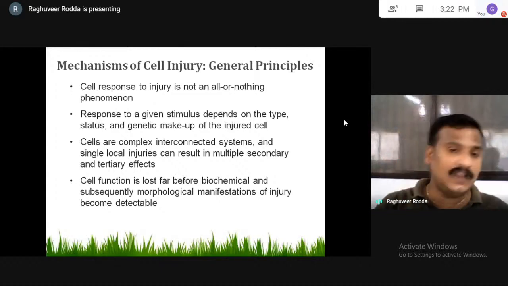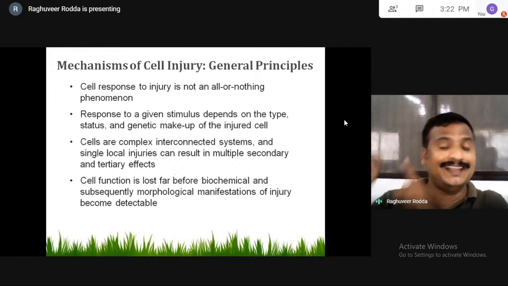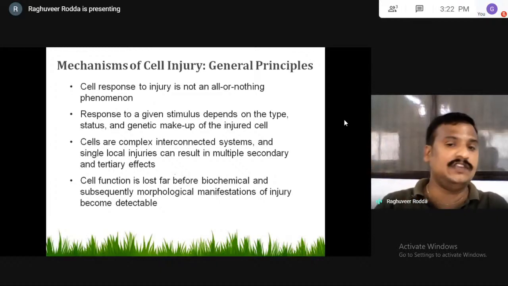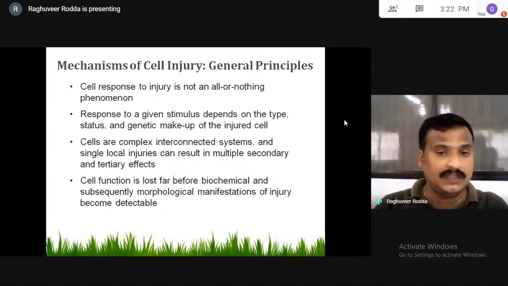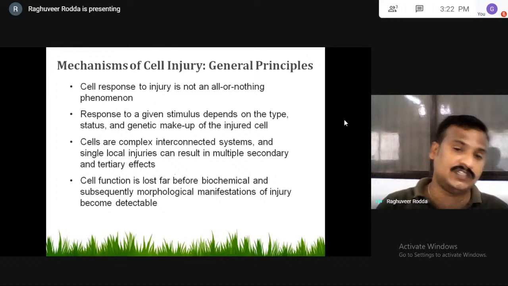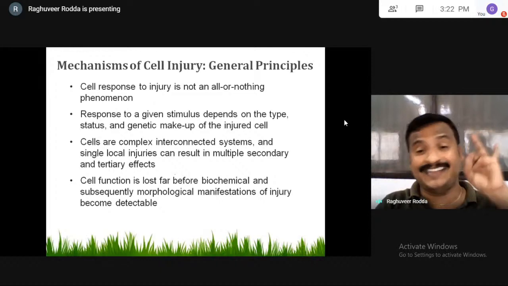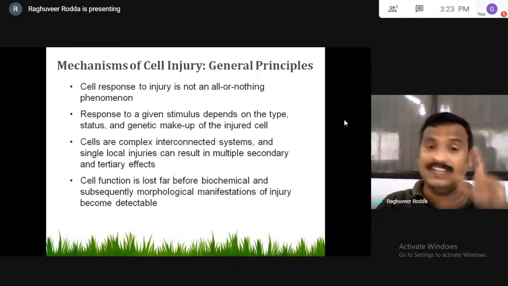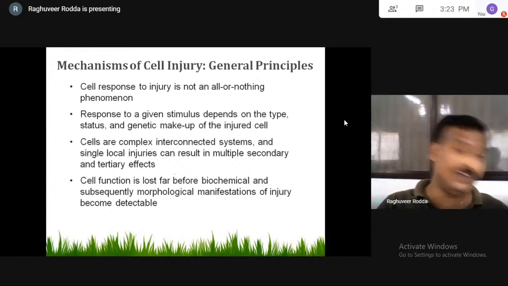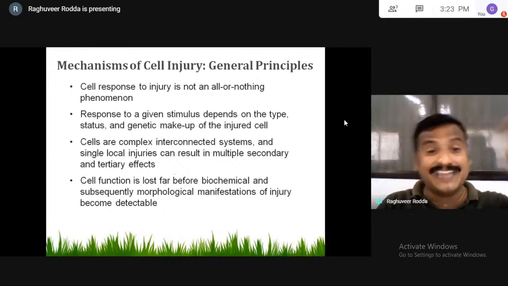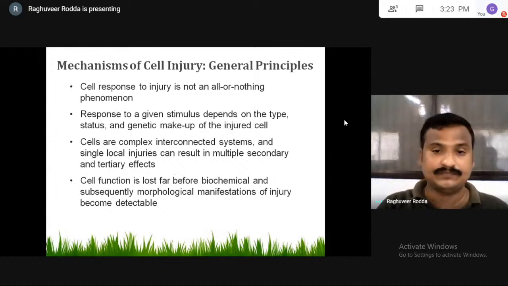Okay, in the middle, before observing the morphological changes and before observing the biochemical changes. Because when we can call a cell injured, it is definitely characterized by a change in structure and a change in physiological function. Don't think injury is a wound. A wound is completely different. A wound may take place because of cell injury.